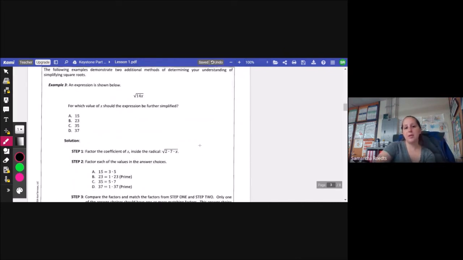The following examples demonstrate 2 additional methods of determining your understanding of simplifying square roots. So, example 3: an expression is shown below, the square root of 14x. For which value of x should the expression be further simplified? So I know that 14 is broken down into 2 and 7. I want to think about this x. Which of these numbers also has a 7? Well, 15 is 3 times 5.